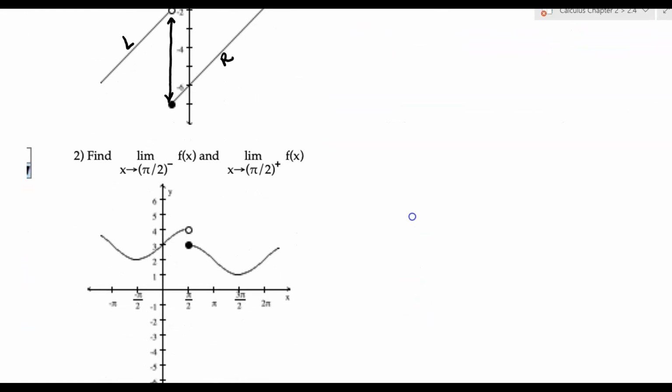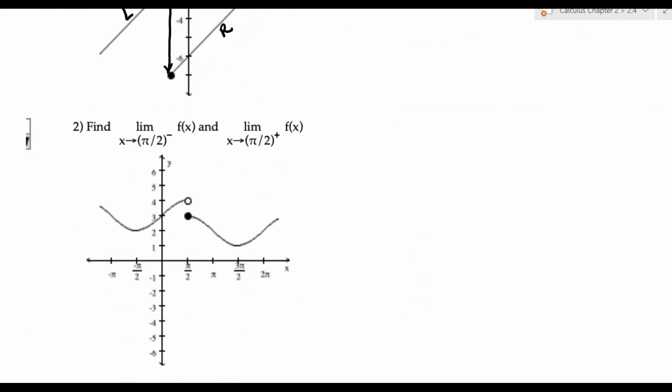Hopefully that makes it clear about one-sided limits. Let's take a look at one more example here. This one, a trig function. We're asked in this case to find the left-hand limit as x approaches pi over 2, and then the right-hand limit as x approaches pi over 2. So again, where's pi over 2? It's right here.